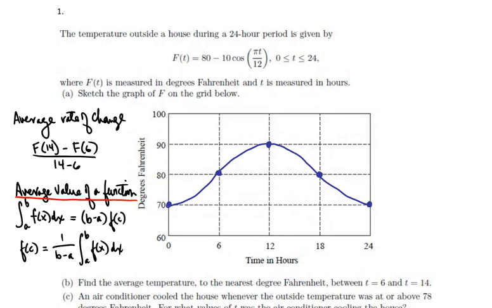Now when you answer a calculator-based AP calculus question, you need to write down the formula that you're using and not just your answer. You need to write down a calculus expression, as well as the answer. And so for part B, we're looking for 1 over b minus a, which is 1 over 14 minus 6, or 1 over 8, times the integral from 6 to 14 of f of t dt.